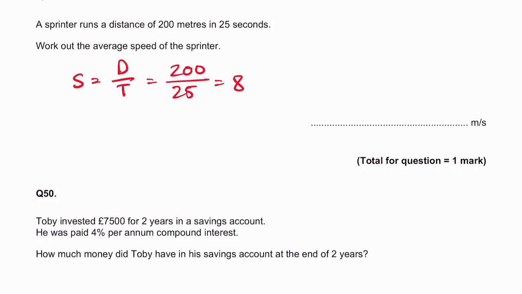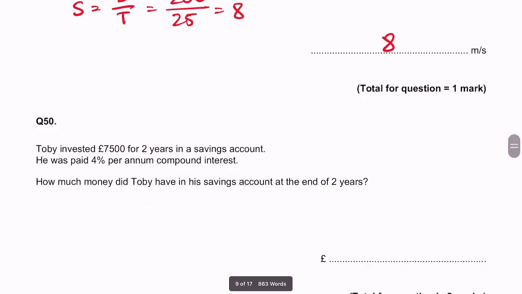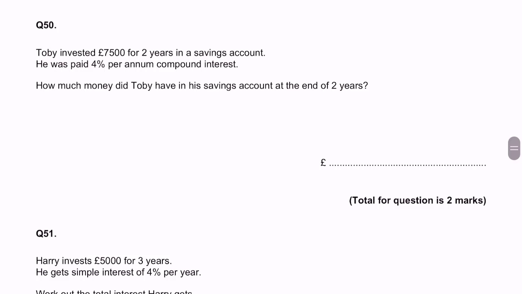8 meters per second is the average speed. Question 50. Toby invested 7,400 for 2 years in a savings account. He was paid 4% per annum compound interest. How much money did Toby have in his savings account at the end of 2 years?